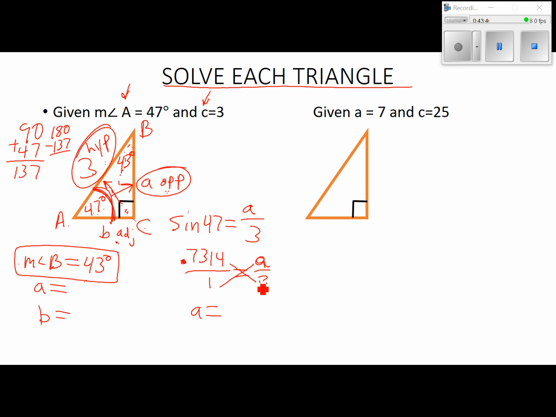cross multiply that way, just grab your calculator and take 3 times 0.7314, and we end up with something about 2.2 if we round it off. So little a equals about 2.2. So this side right here, 2.2.